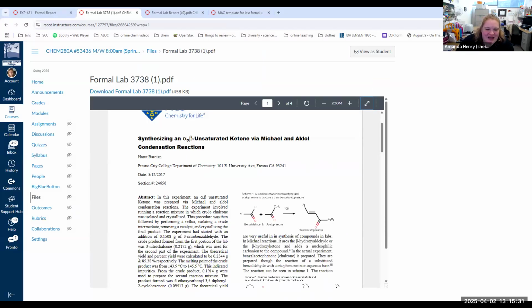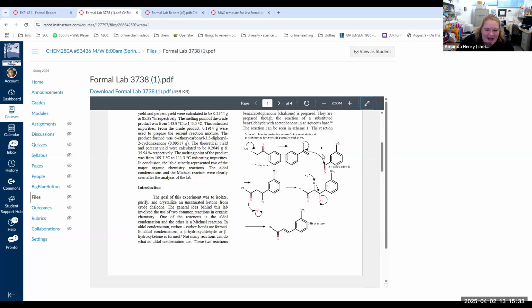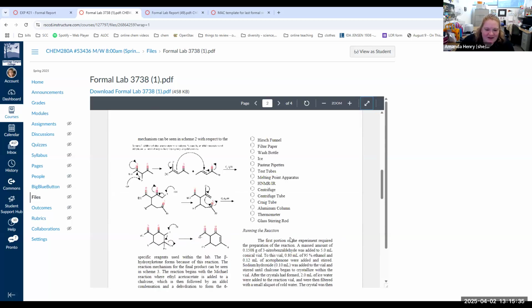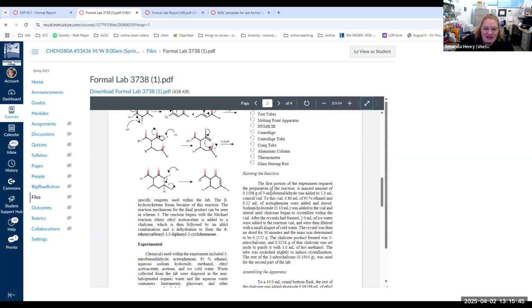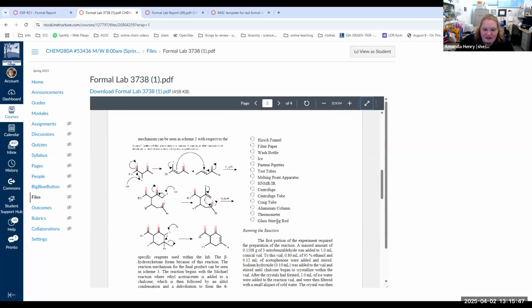This student has their abstract, they have their mechanism over here, and then it's going through. Now, over the years, I do change the requirements slightly. So this student has a list of all of the chemicals and supplies that were needed. I don't require that anymore. So you might see that in some of these, but just know to follow our requirements. These students might have had slightly different requirements.